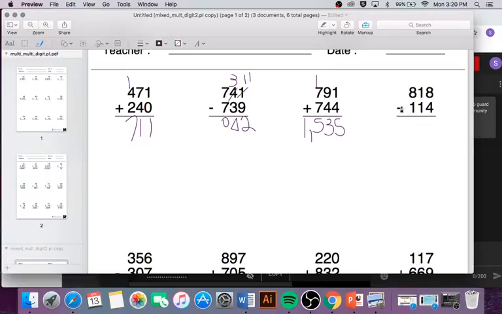Our next problem is subtraction. So we're going to start on the right in our ones column, and we have 8 minus 4. 8 minus 4 is 4. We're going to move over to our tens column. 1 minus 1 is 0. We're going to move over to our hundreds column. We have 8 minus 1, which is 7. So our answer to 818 minus 114 is 704.